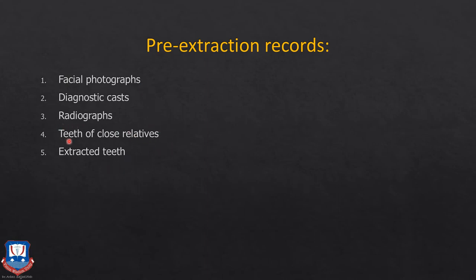Even the teeth of their close relatives such as a son or daughter can help. If the patient is undergoing extraction and construction of immediate dentures, then we can look at the teeth that are being extracted to get an idea of what type of tooth mold would be best for the patient.